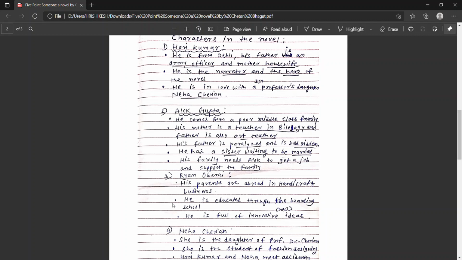They are living abroad. They used to send him letters, but he has not replied to those letters, and he openly tells that he does not love his parents as he has been away from his parents right from childhood. He has not got the love of his parents, and that's why he has such a makeup of mind. Then there is a character of Neha Cherian.